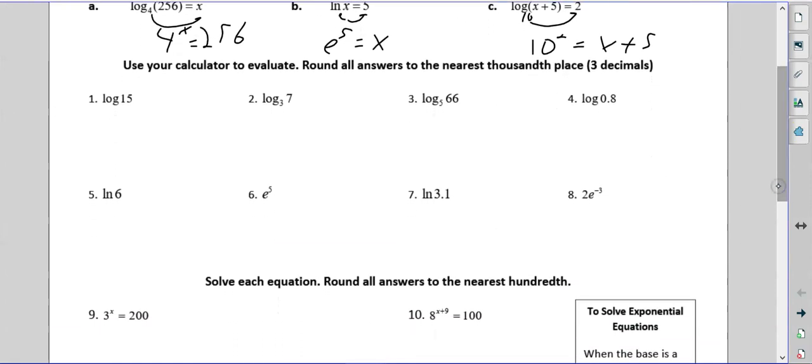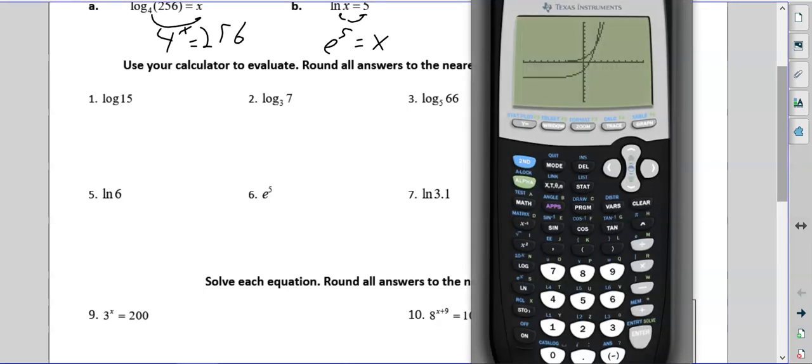All right, use your calculator to evaluate. So you're literally going to just type these in. A quick reminder, I'll show a couple of these. So for log 15, that's easy. You just hit the button log and you hit 15. And there's your answer. And it says round to the nearest thousandths place. That's 3 decimals.